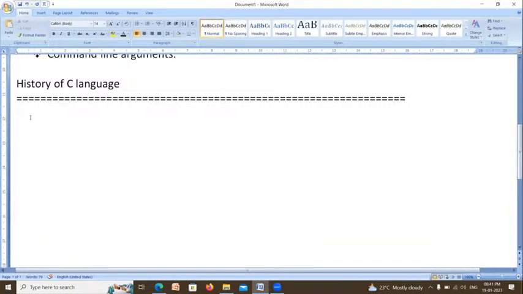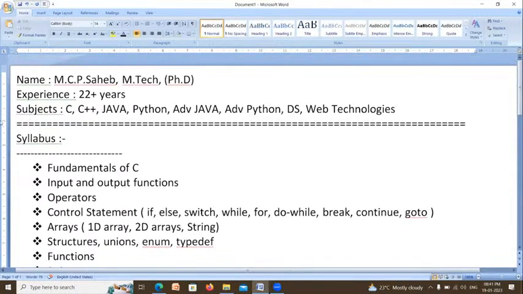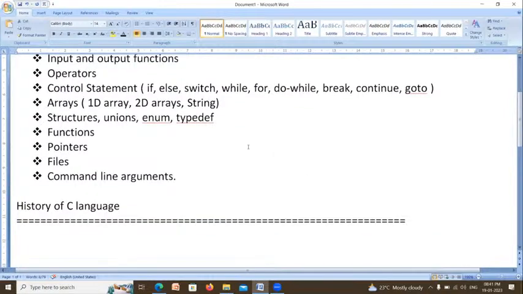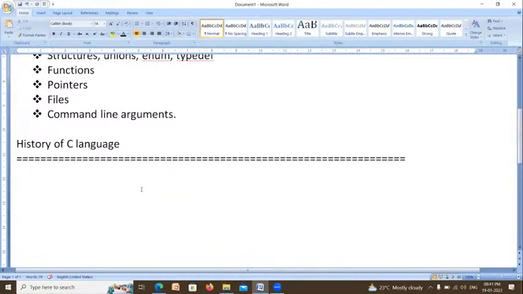My dear friends, do you know so many programming languages are there in the world? C, C++, Java, Python, Advanced Java, Advanced Python. These programming languages are mainly classified into three types. One is low level language, second is high level language, third is middle level language. Actually, C is a middle level language and it is also called a high level language. I will explain the history, then you will be very clear about that.